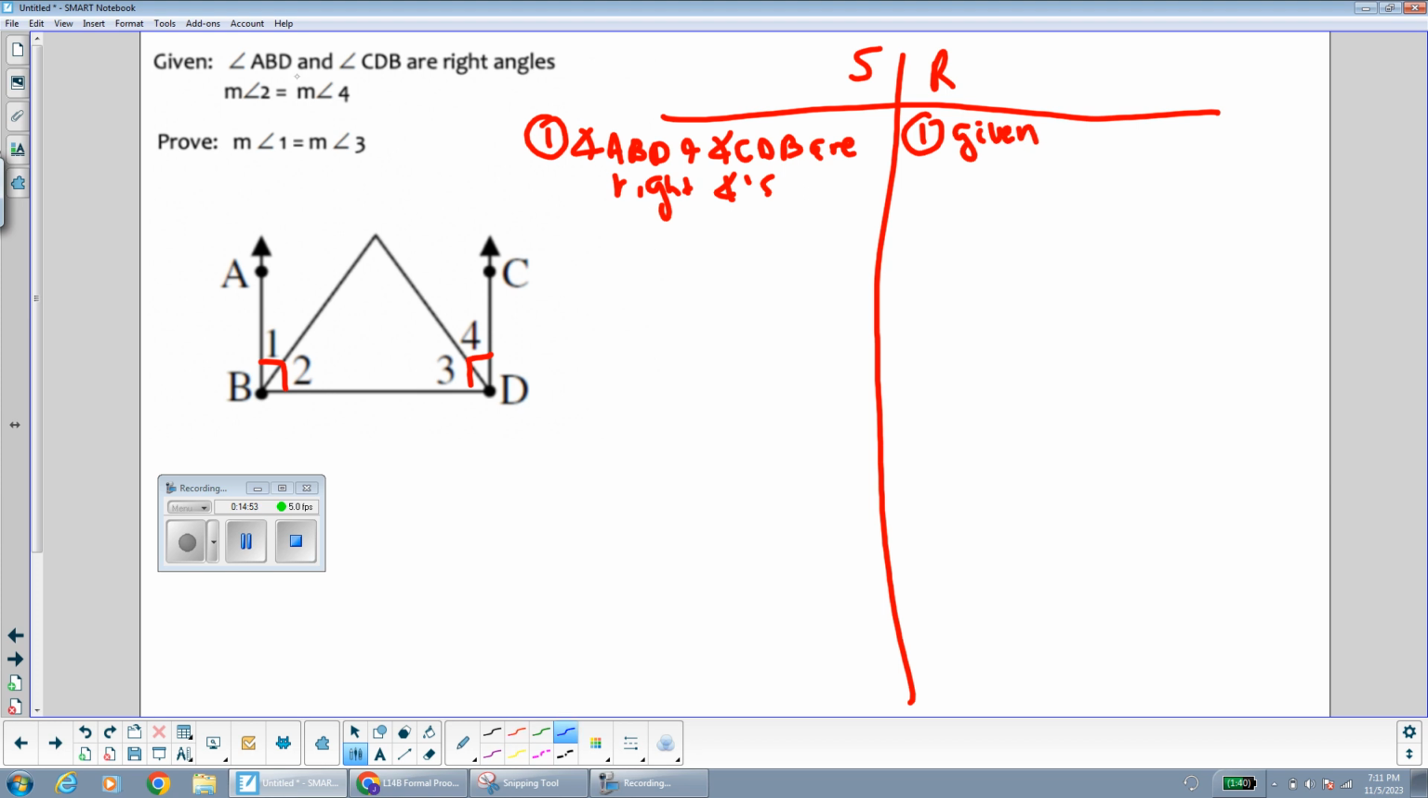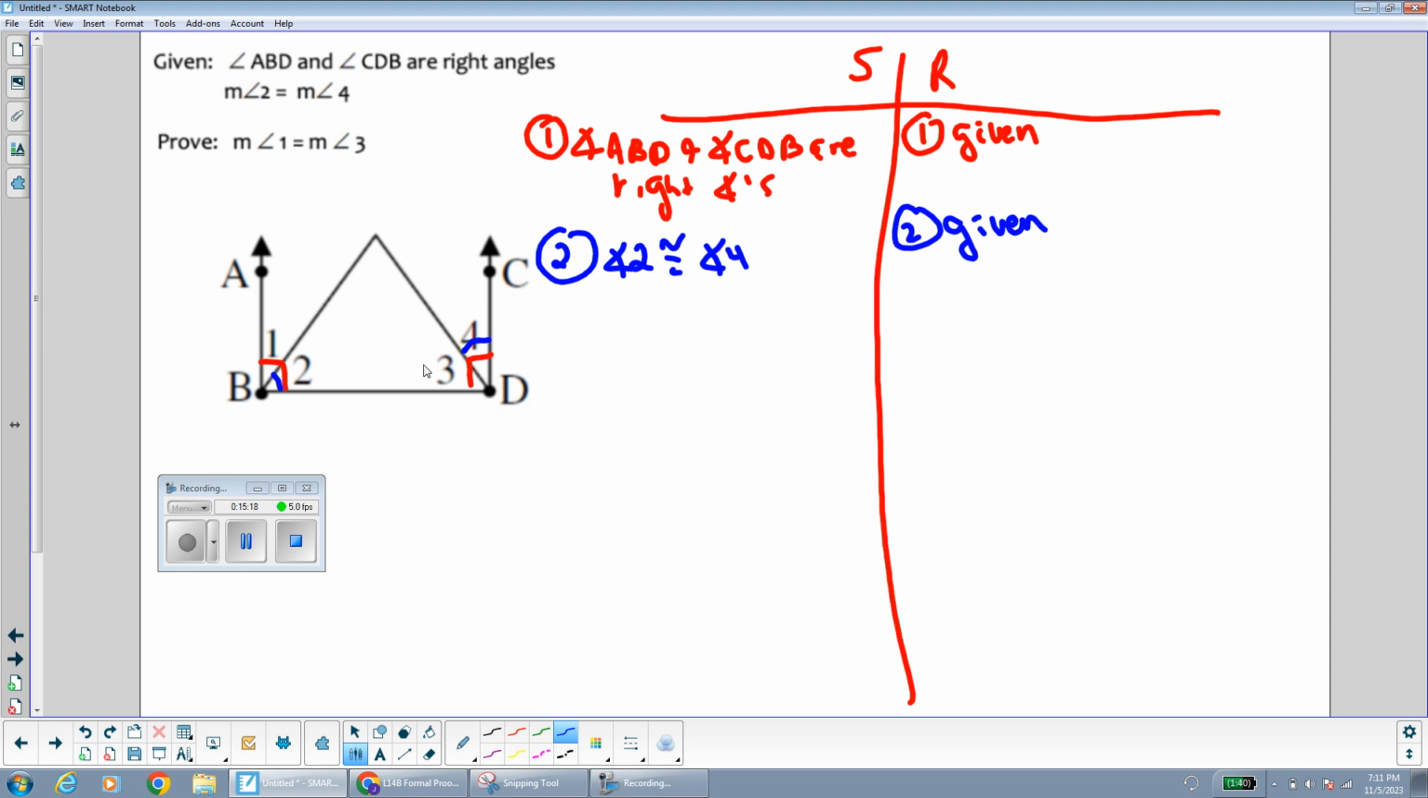We're also told that the measure of angle 2 is equal to the measure of angle 4, and I'm going to put that here, that is given information. We need to show that angle 1 is congruent to angle 3.